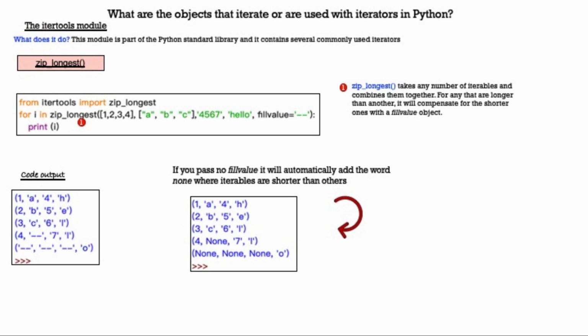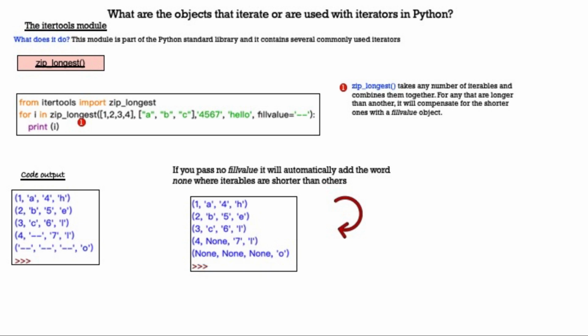Okay, and on the left-hand side, my fill value in the code output was dash dash. On the right-hand side, I show you an example where I ran the code again, and I passed no fill value keyword. I didn't use it. In that case, if it has lists that are not equal, it's automatically going to put the word None. And that's what you see there.